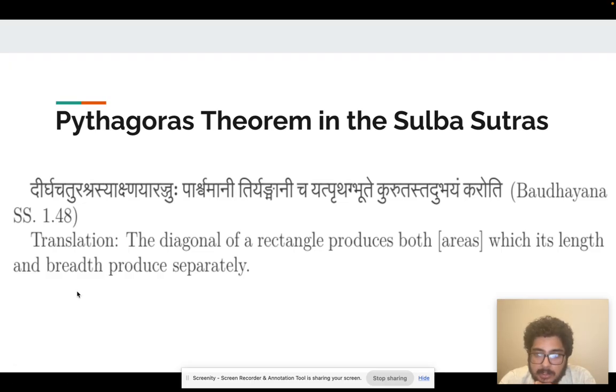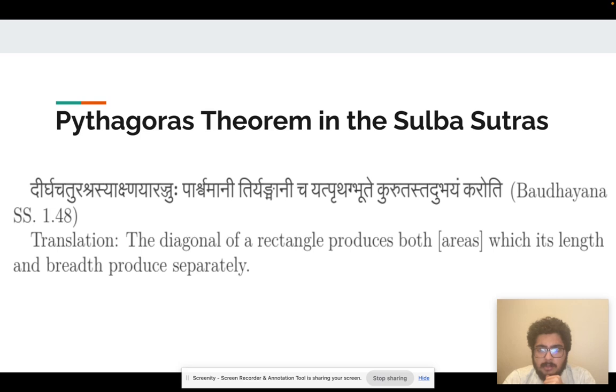So we have established this fact. Now what we will establish is that there is an interesting proof for this, which the Sulbakars may have known. The problem is that the Sulba Sutras are basically manuals. They are manuals for constructing the yagyavedis and all. So they go on to give you the methods and theorems. They don't delve into any proof because mostly that is outside the ambit of the text itself.